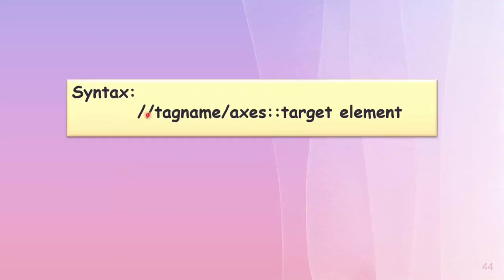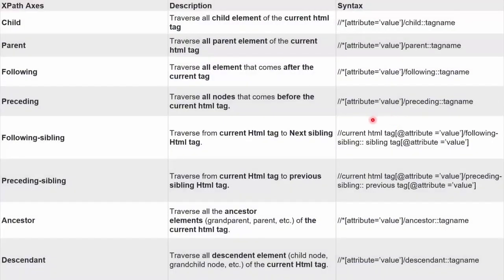So let's see the syntax. These are the two slashes that are always present in the XPath. We will write the tag name, then a single slash, then the axis, that is child, parent, ancestor or anything, and then there is an operator that is specially used over here, that is the scope operator. In the scope operator, these two colons, and then we will write the target element, whatever it is, the target element that we want to specify. So let's have a description of this. As I said, child means it traverses all the child elements of the current HTML tag.